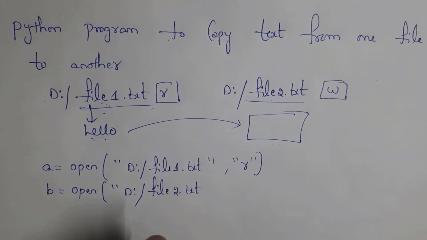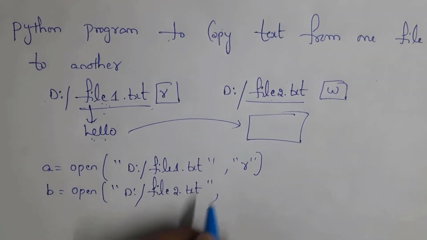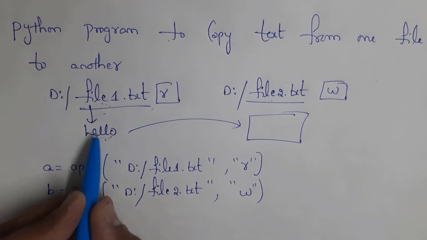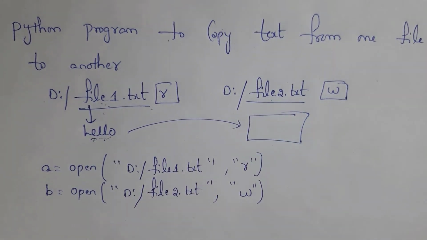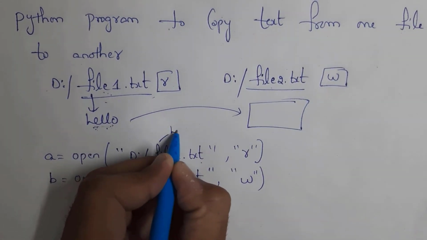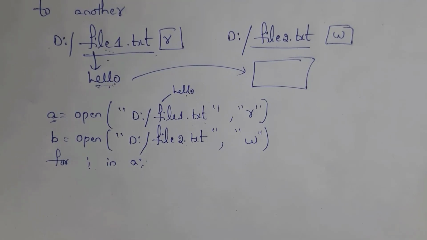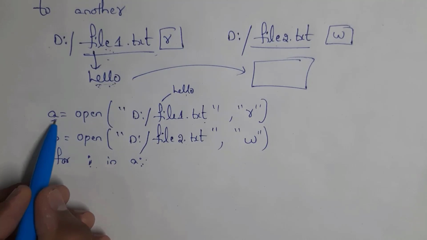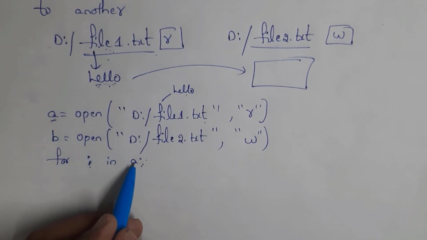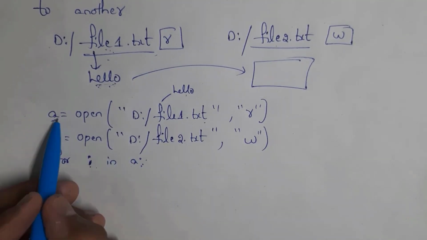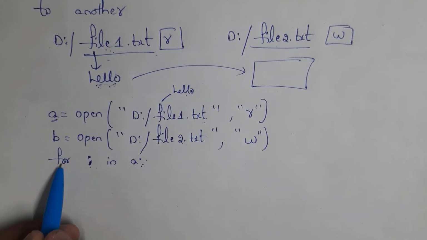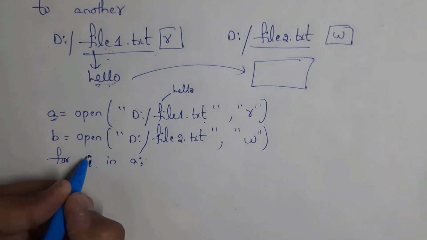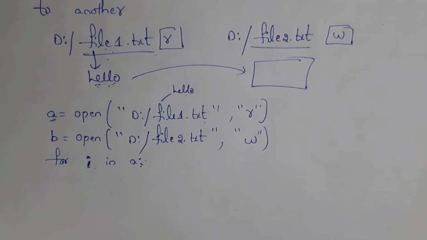Open file2.txt, double quotations close, comma, write mode. At first we need to read hello, and after that we need to write hello to file2.txt. File1 contains text, that is hello. Now hello is stored in object a. Next take a for loop, for i in a, where i is the variable name. Whatever data is present in object a, this data is copied to variable i. Object a contains text hello. Whenever you write here for i in a, this data hello is copied to variable i. Now variable i contains text, that is hello.